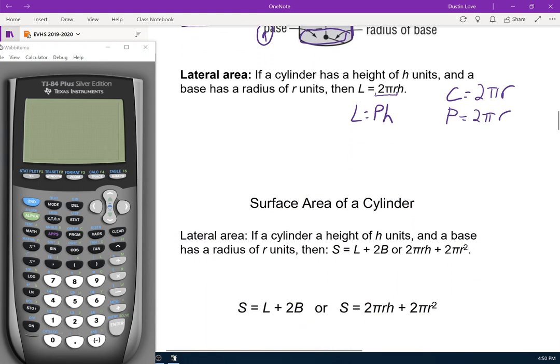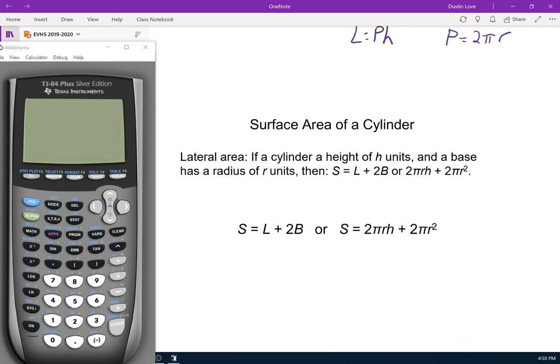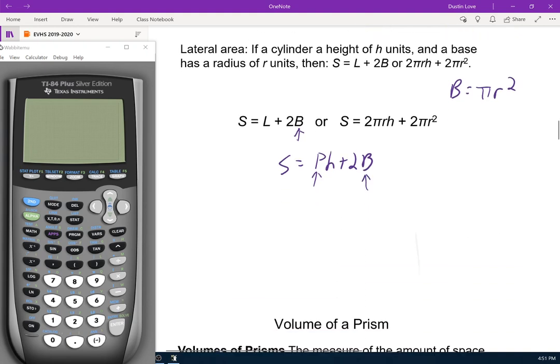Now, total surface area is going to be the exact same thing, except we're adding in the area of the base, and so when we add in the two B's, area of the base, area of the circle is just pi r squared. So we've got 2 pi rh plus 2 pi r squared, or you still get Ph plus 2B when you use circumference for this and pi r squared for that. Easy enough. Okay.